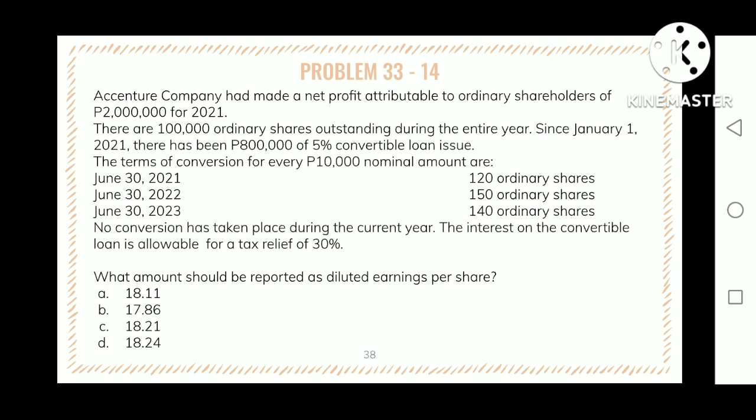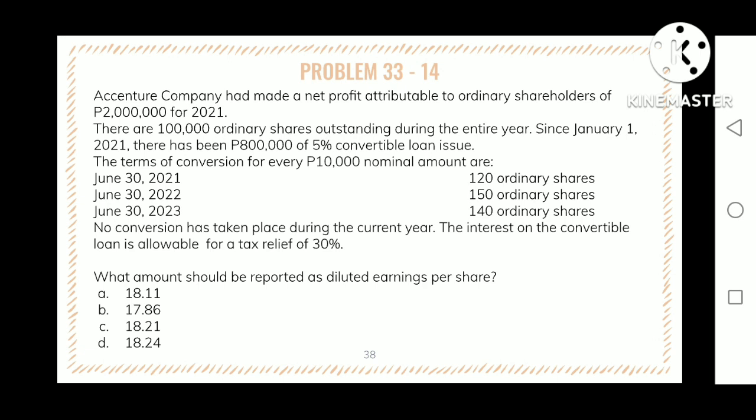Accenture Company had made a net profit attributable to ordinary shareholders of 2 million for 2021. There are 100,000 ordinary shares outstanding during the entire year. Since January 1, 2021, there has been 800,000 of 5% convertible loan issue.